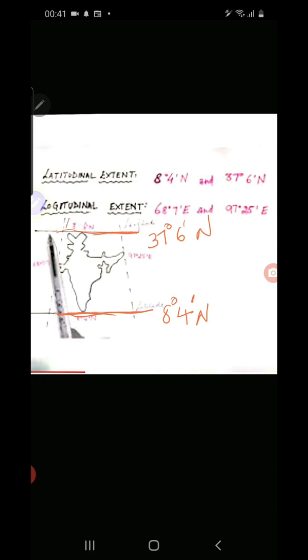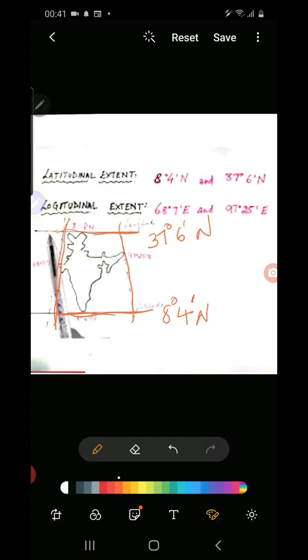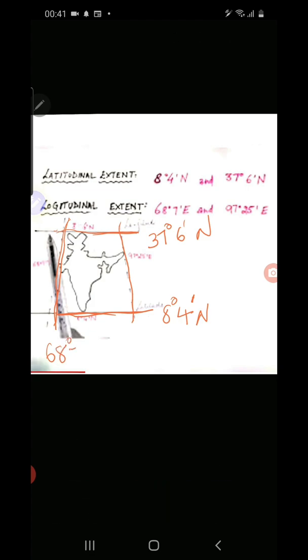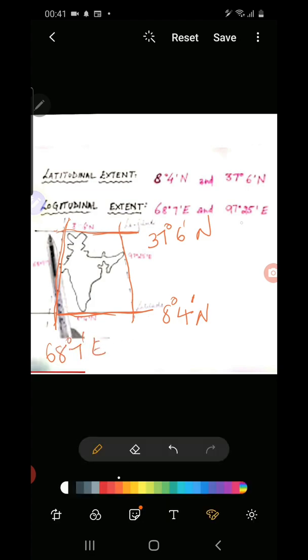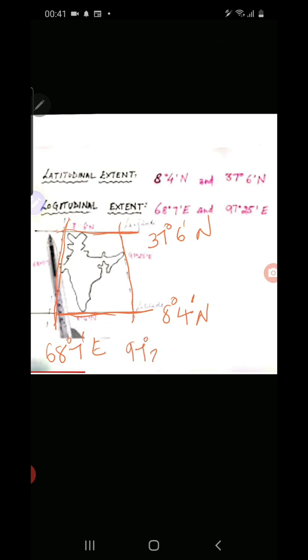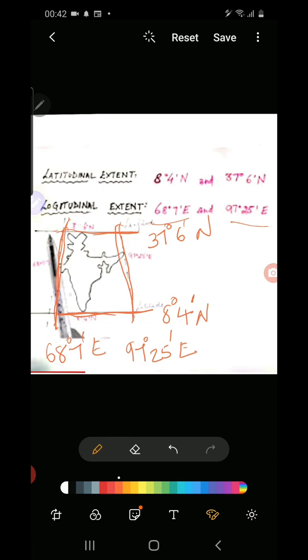Now let's see longitude. India is lying in the eastern hemisphere, so there we use the capital letter E. It is 68 degree 7 minutes east to 97 degree 25 minutes east. It is given here, 68, and we have marked the longitudes here. So the area between 68 degree 7 minutes east and 97 degree 25 minutes east is considered the longitudinal extent. So it is very clear what the latitudinal and longitudinal extent is.